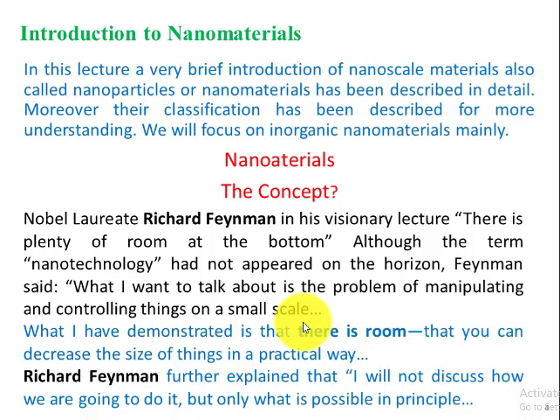What does it mean, manipulating and controlling things on small scale? According to Richard Feynman, the materials can be grown into smaller and smaller size until we reach atomic or molecular level. So this is the plenty of room at the bottom. It means if we move from microscopic size to small size, we can move to atomic or molecular level, which is far smaller than nanomaterials.